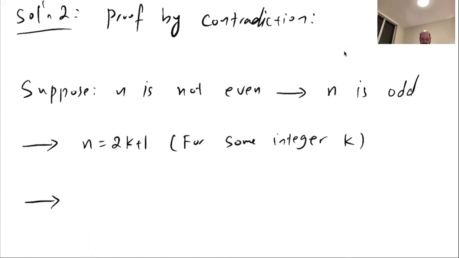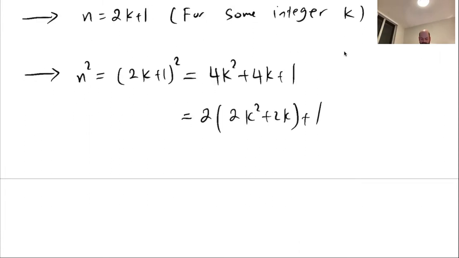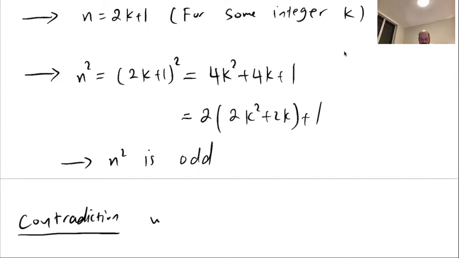And then this means that n squared is equal to 2k plus 1, the whole squared. And that's 4k squared plus 4k plus 1, which I can write as 2 times (2k squared plus 2k) plus 1. So 2 times some integer plus 1. So that means n squared is odd. And this is a contradiction with n squared being even.